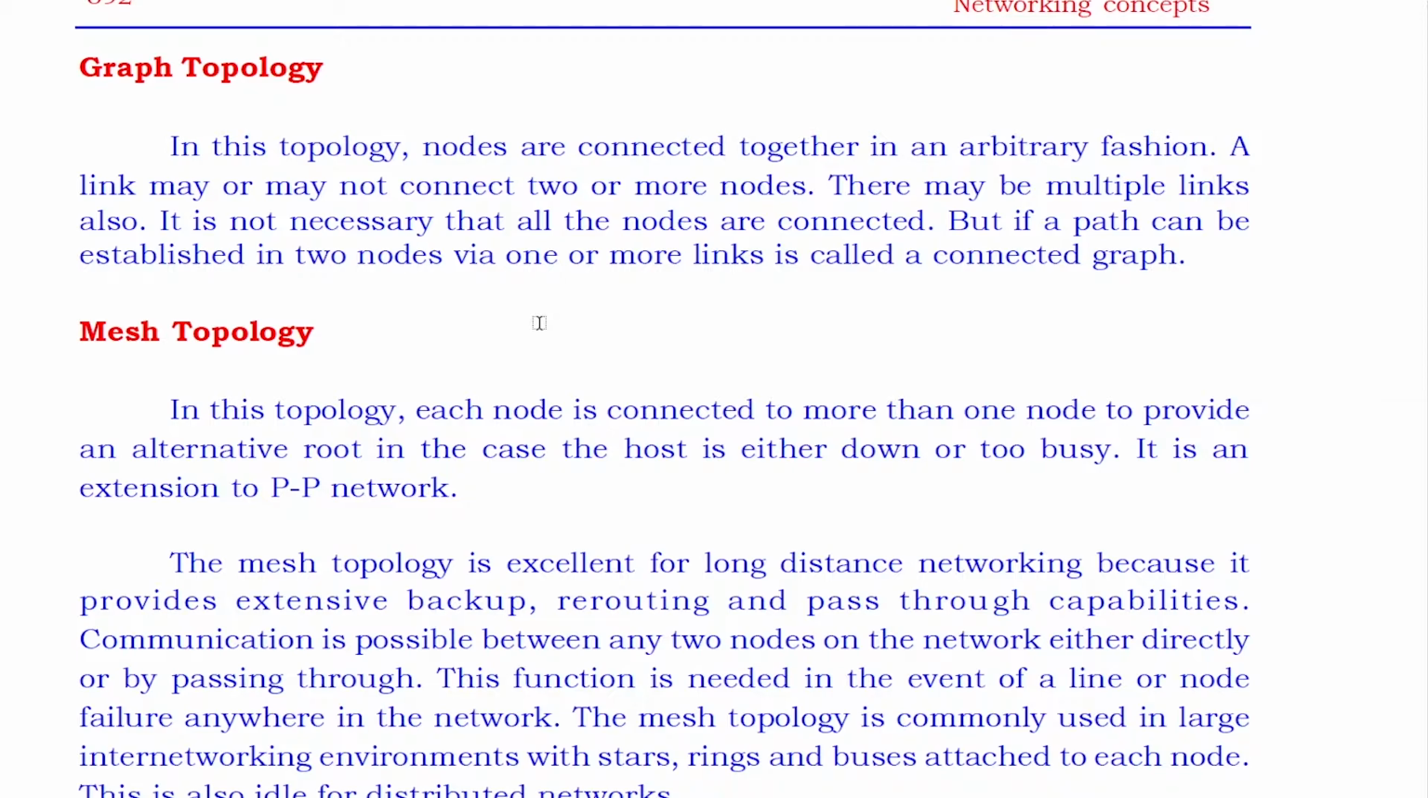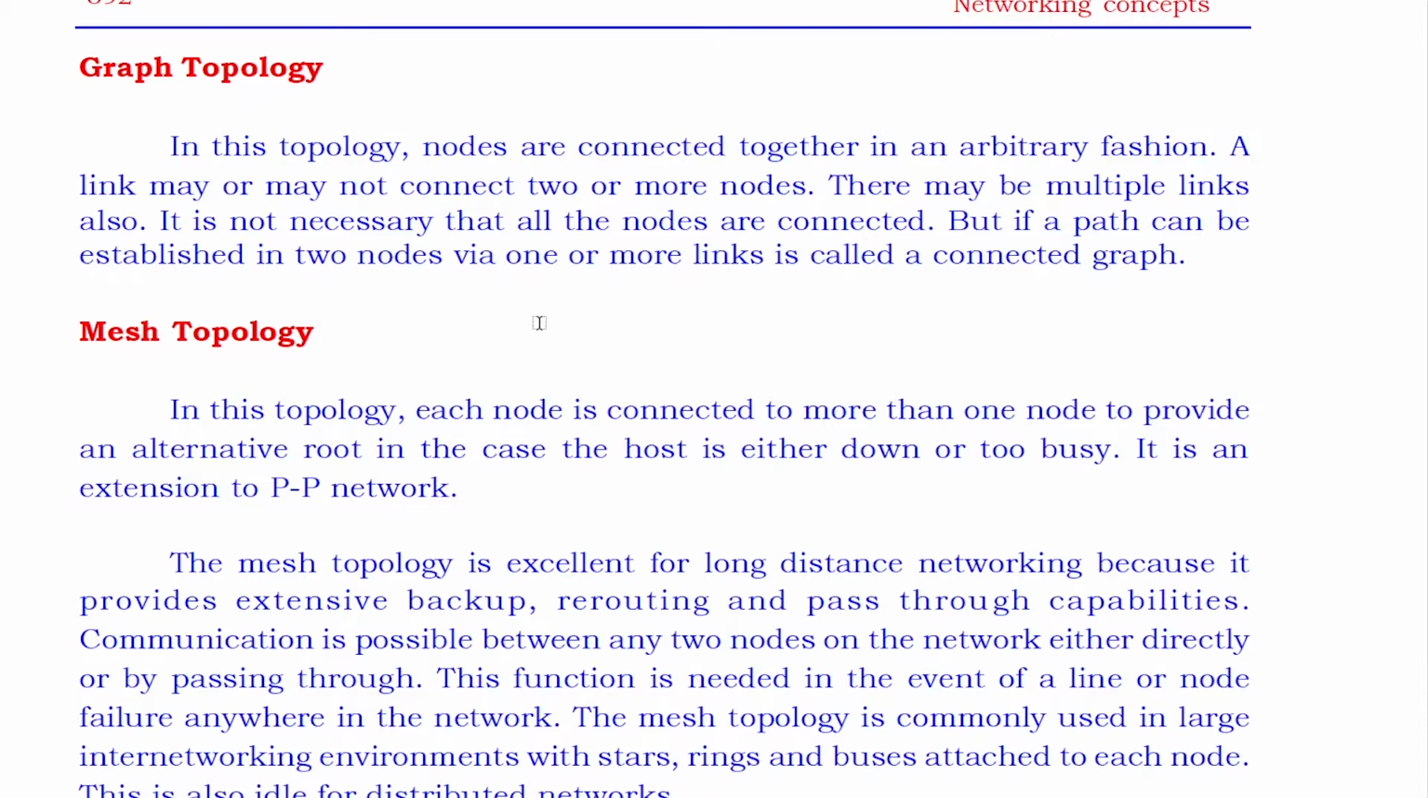A path can be established between two nodes via one or more links. So a path can be established from one computer to another computer going through the middle nodes. That's how a graph is formed. Like in a map: if you imagine a map where we have the destination, there are many ways of reaching it, via this and via this. The graph topology works exactly the same way.